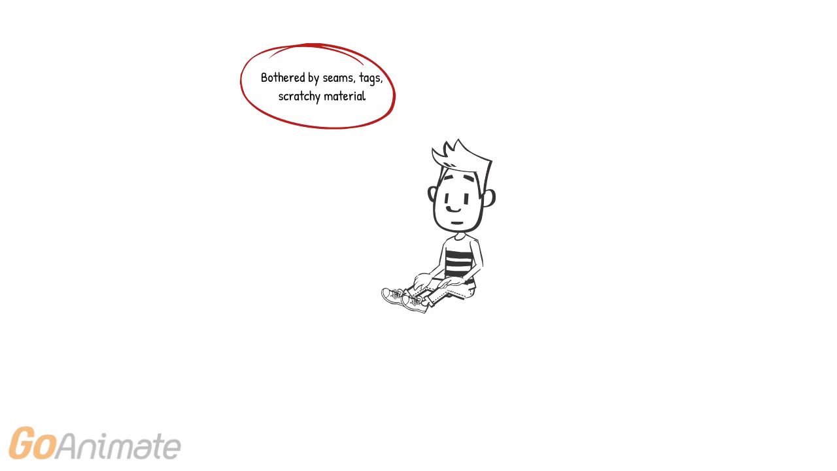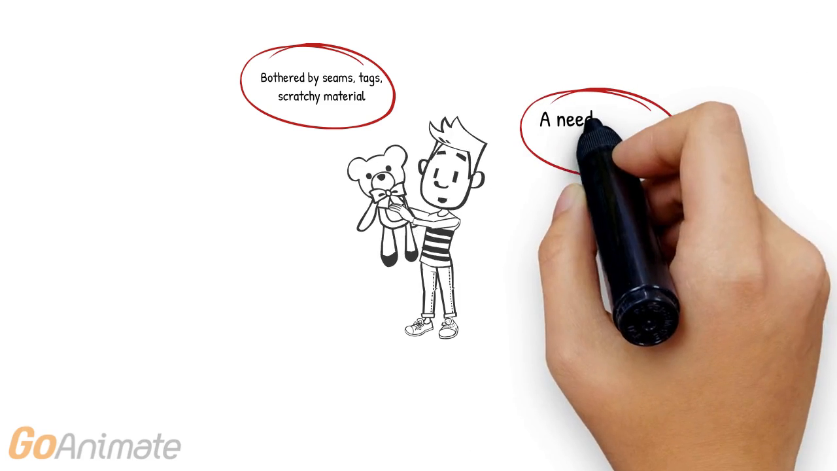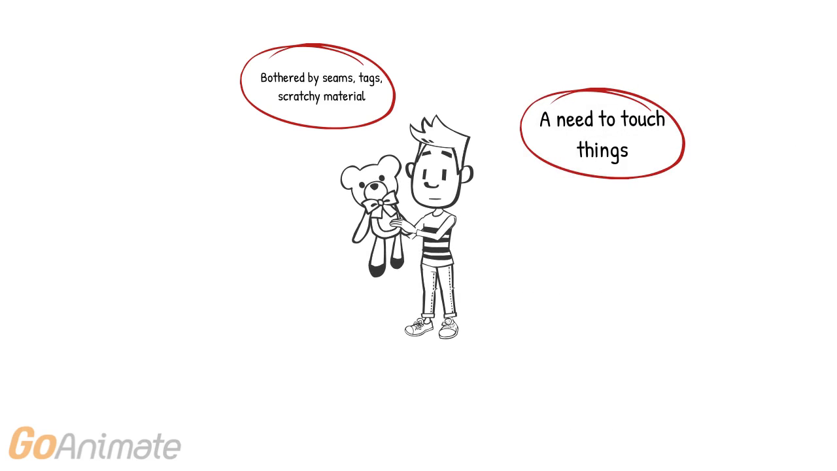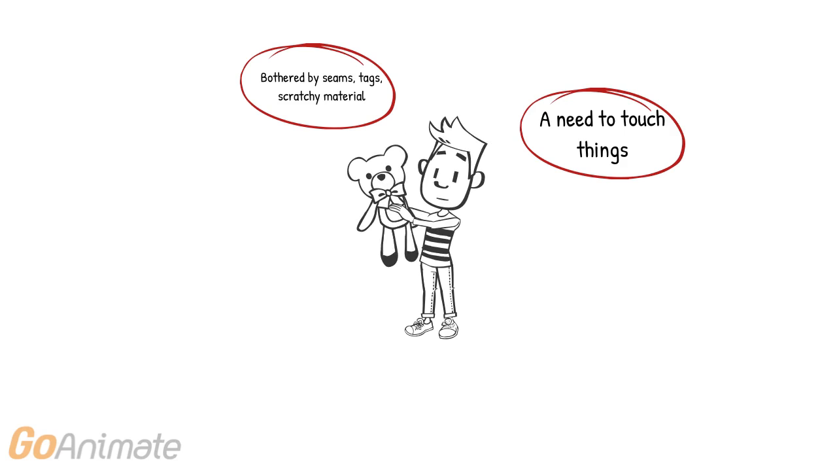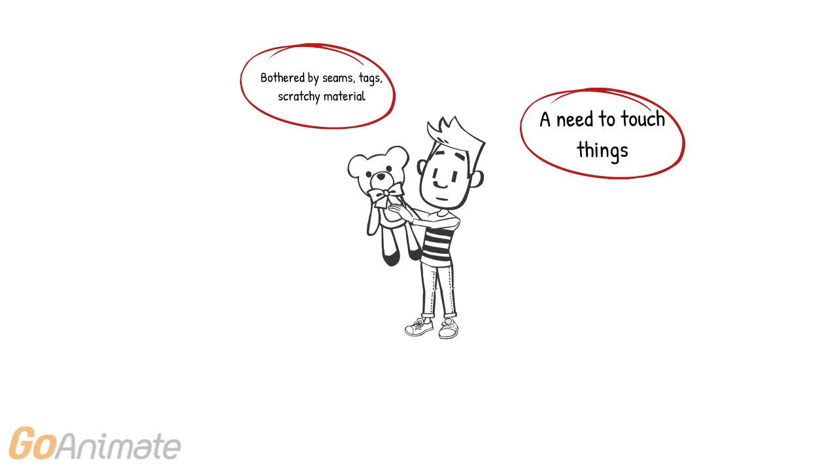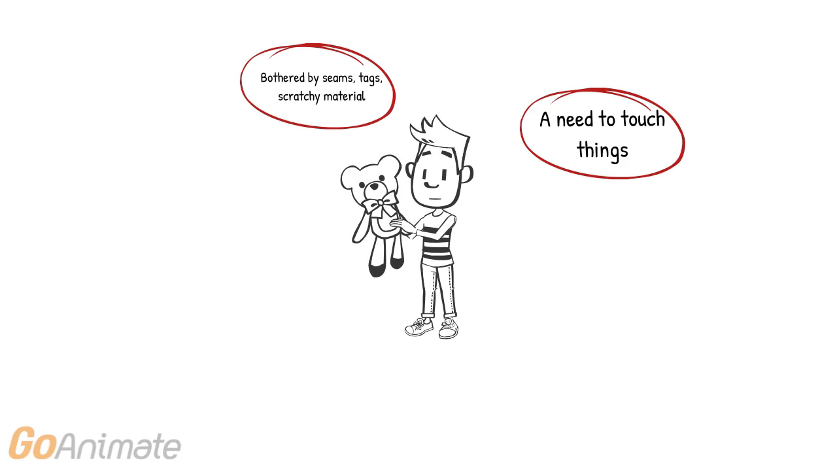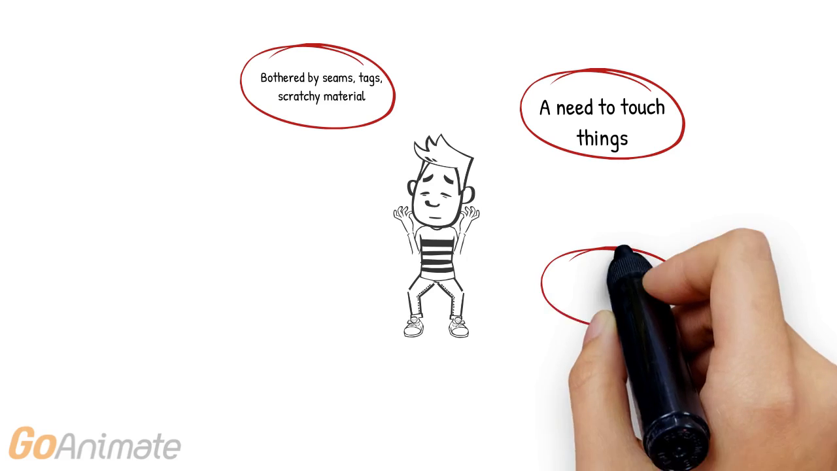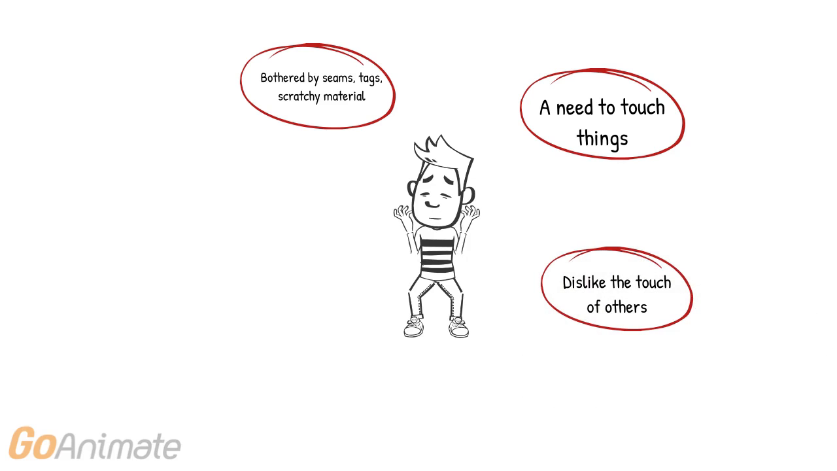Students may be bothered by seams in their clothes and socks. Try turning them inside out. Tags can be scratchy. Cut them out. Certain material can be itchy, and shoes tight. There are those who will need to touch something such as a desk, constantly, in a ritualistic way, to feel ordered or safe. Others may like to feel different textures constantly. Students might dislike the touch of others.